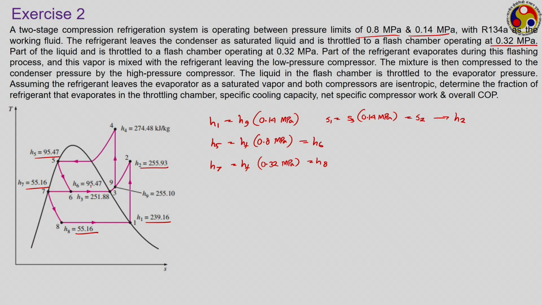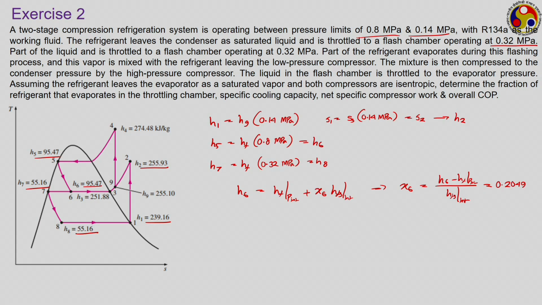And similarly H6. But point 6 is the one that is most important from the flash chamber point of view, because from here we have a mixture from which we have to separate out the liquid and vapor part. Then we have to identify the quality at this point. Now, H6 can be written as Hf corresponding to this intermediate pressure plus X6 into Hfg corresponding to this intermediate pressure. So, X6 is equal to H6 minus Hf at the intermediate pressure divided by Hfg at the intermediate pressure. If you put the numbers, it comes to 0.2049.